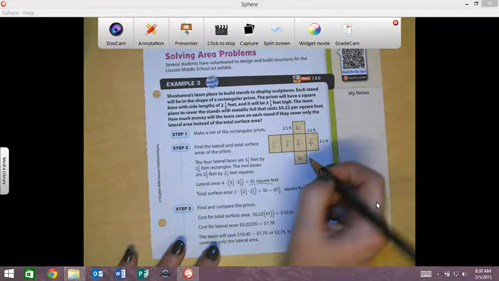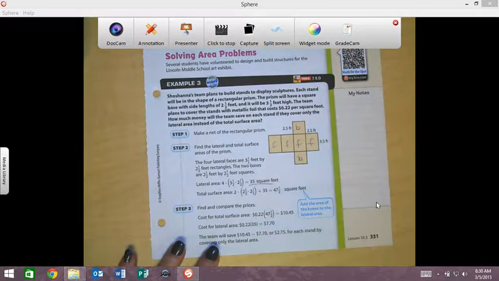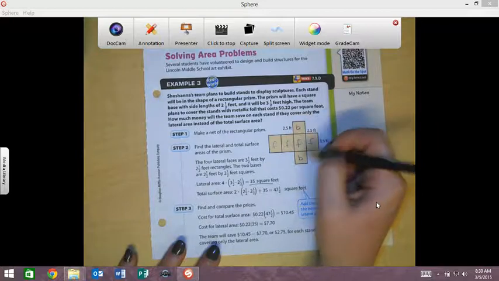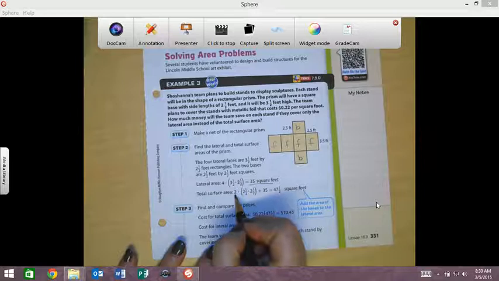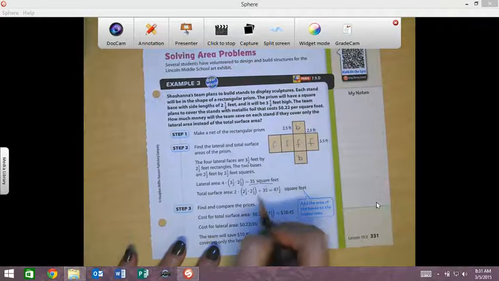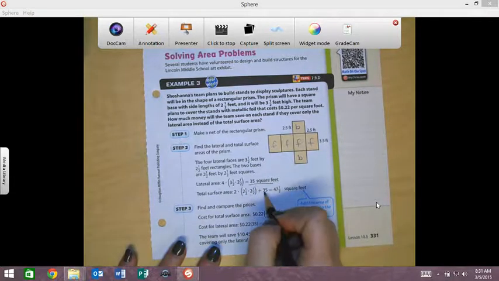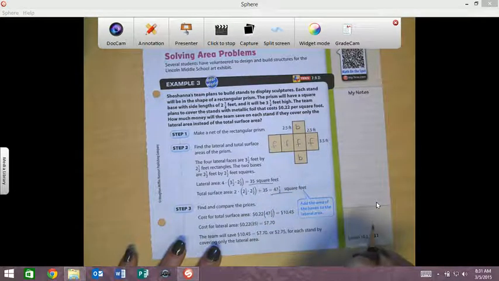For your bases, you would do 2.5 by 2.5, and you have 2 of those. So then you would multiply that by 2. Now for total, they just kind of skipped a step here. They didn't find each one and then add them together like we did on the other examples. They just added the lateral with it. So altogether, your total is going to be 47.5.